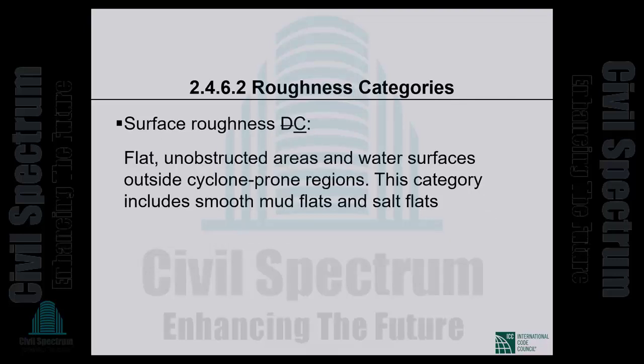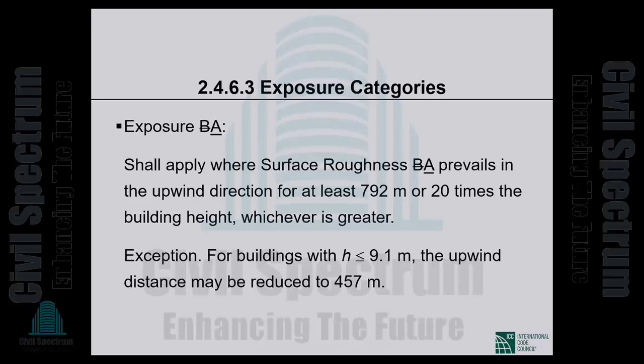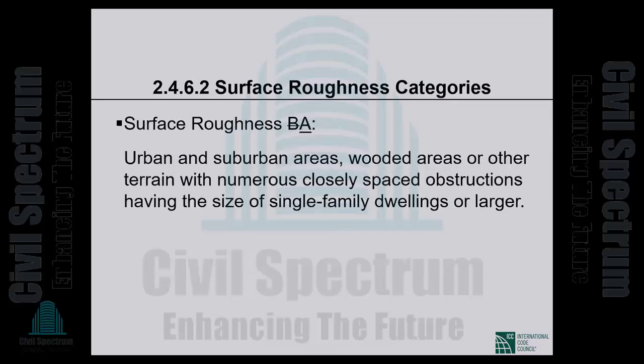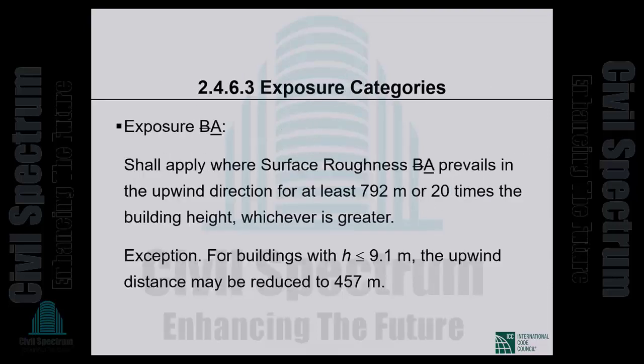Roughness C, flat, unobstructed areas, water surfaces outside cyclone-prone regions. So if you have a major lake or big river, wind comes over the river, it will be surface roughness C. This category includes smooth mud flats and salt flats. Okay, so those were surface roughness categories A, B, and C.